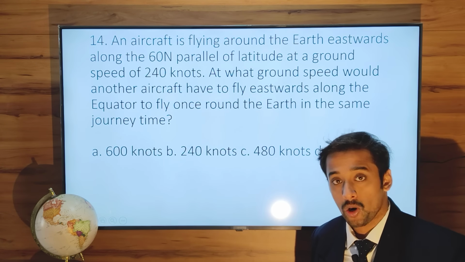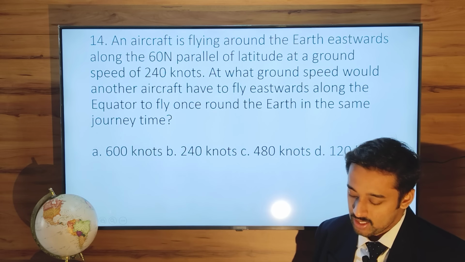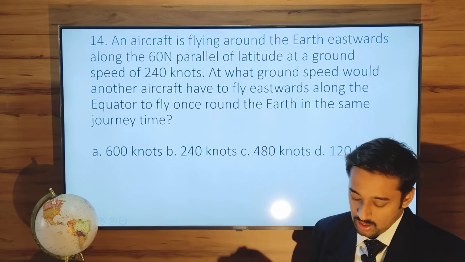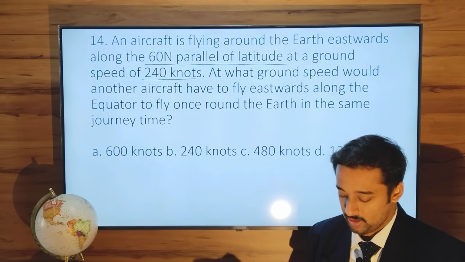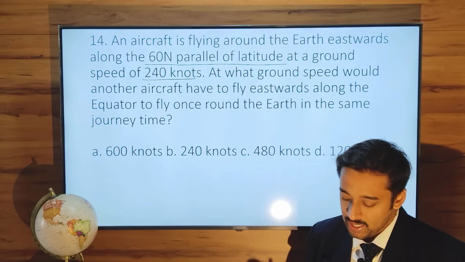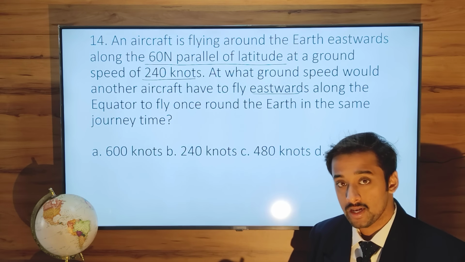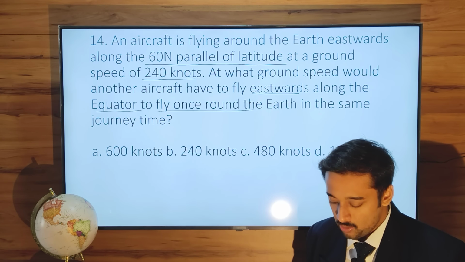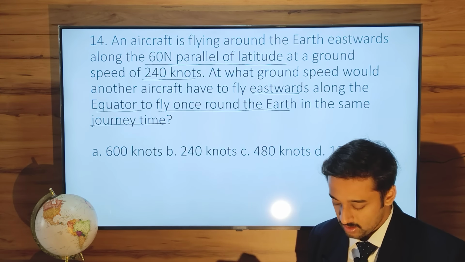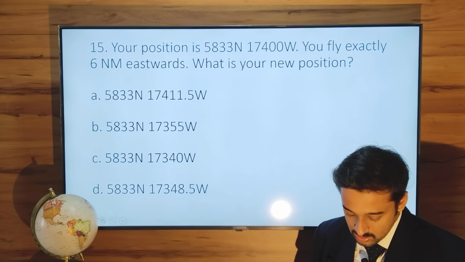Question 14, very important. An aircraft is flying around the earth in an easterly direction at 60 degrees latitude at a speed of 240. At what speed would another aircraft have to fly in the same direction, east, along the equator to fly once around the earth in the same time? These are the options.